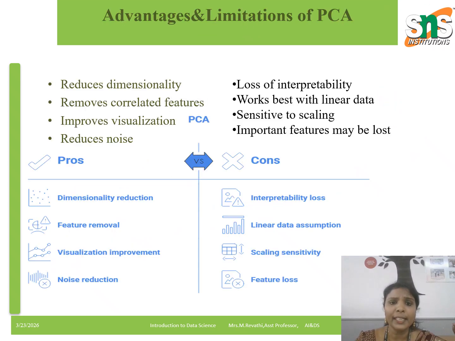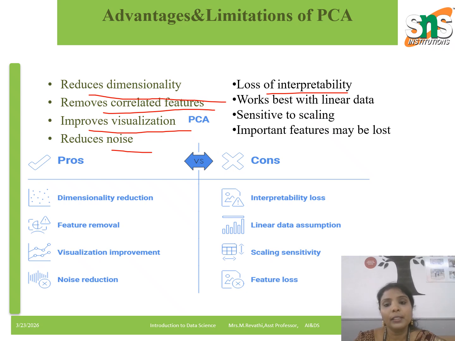Next, what are the advantages and limitations of PCA? The advantages are that it reduces dimensionality, removes correlated features, improves visualization, and reduces noise. The limitations are loss of interpretability, it works best with linear data, it is sensitive to scaling, and important features may be lost.